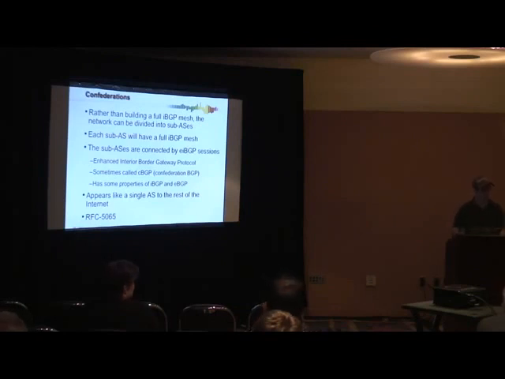Another way it's referred to as CBGP or Confederate BGP. To the outside world, it still looks like a single autonomous system, and this is all documented in RFC 5065.